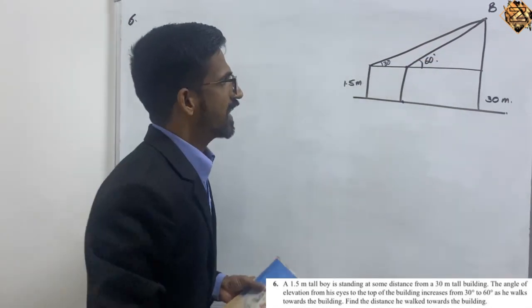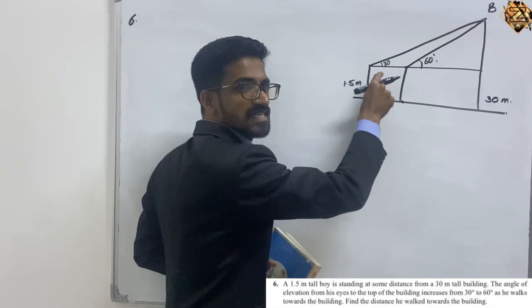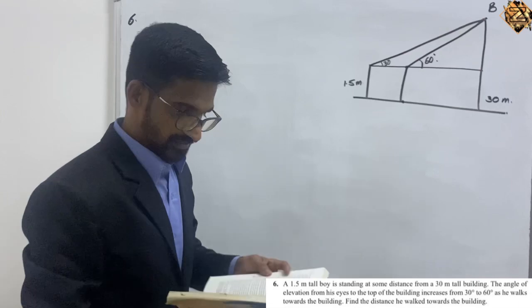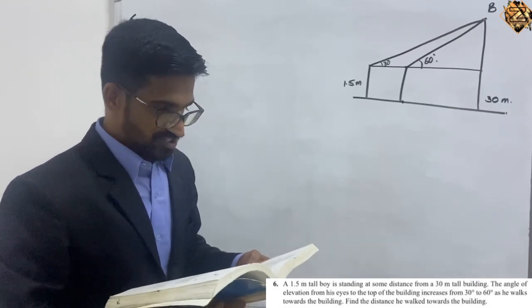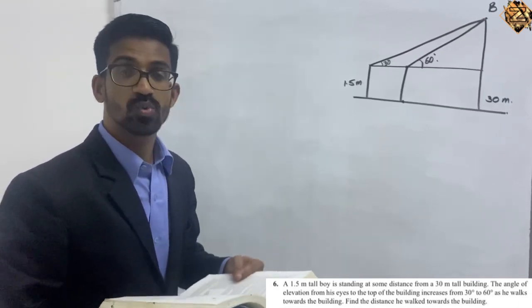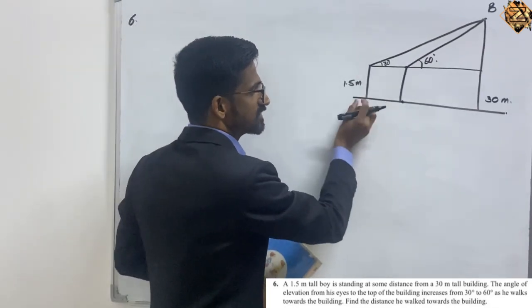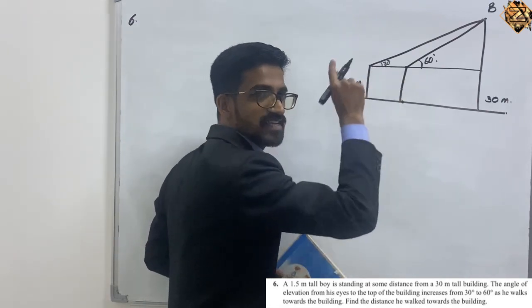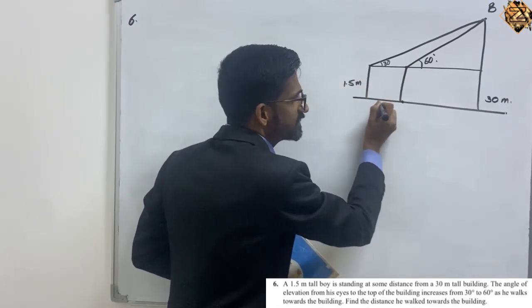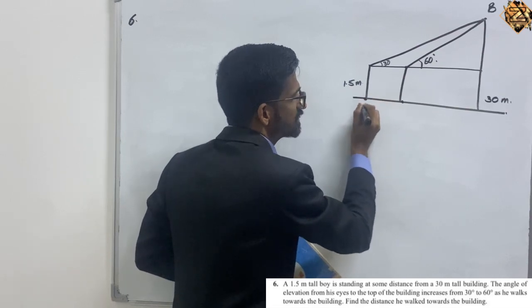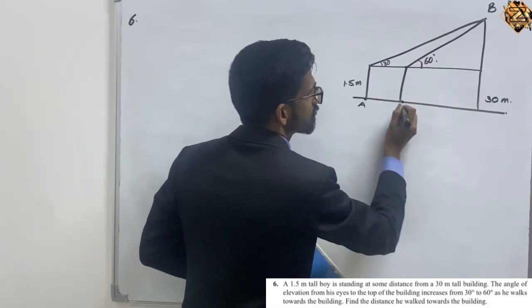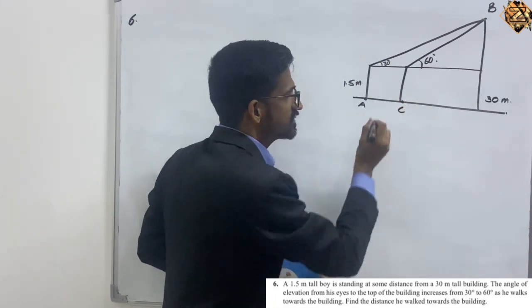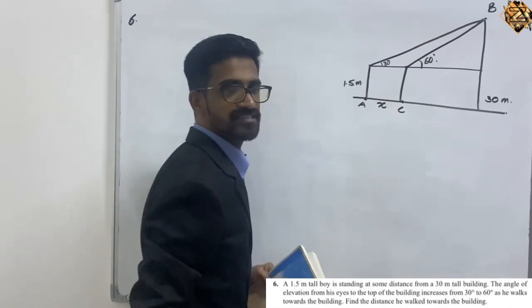Hope it is clear. The angle of elevation increases from 30 degree to 60 degree as he walks towards the building. Now the question is, find the distance he walked towards the building, from this point to this point, so that the angle of elevation changes from 30 to 60 degree. Let this be the point A, B, here B, C. So what's the distance he walked? This distance we need to find out. So let this be X.